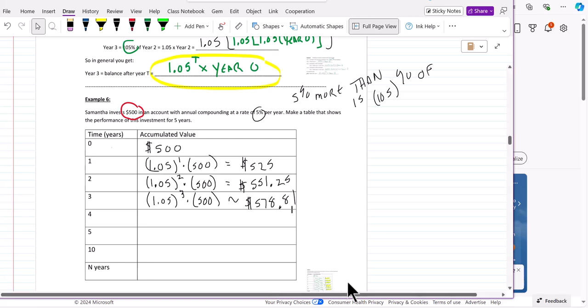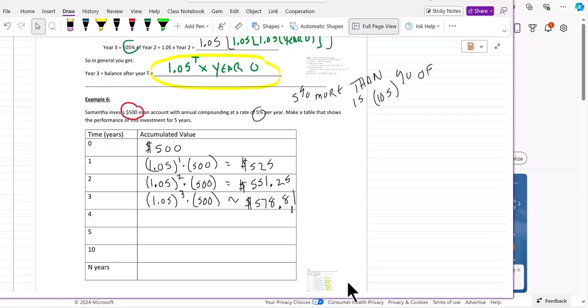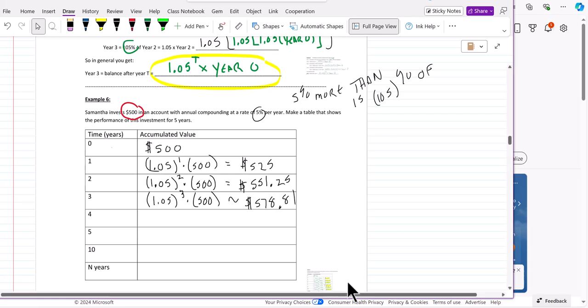So did anybody get all the way to the 10 years and get an amount? Yep. I think, what did you get? 814.45. Yeah, that's what I got.